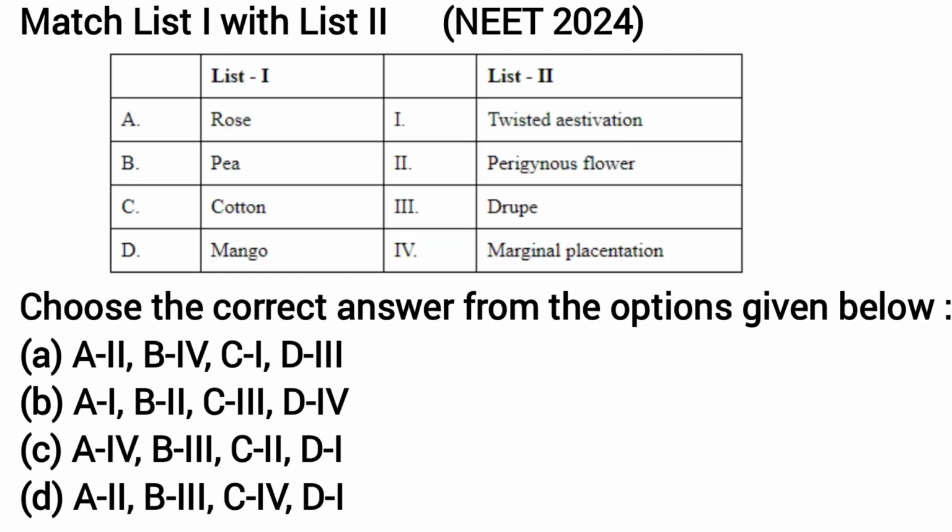Next one, B. B matches with the fourth one, that is marginal placentation. So B matches with the marginal placentation. So B4 is given in only option A. So you can easily conclude that option A is the correct answer for this question.